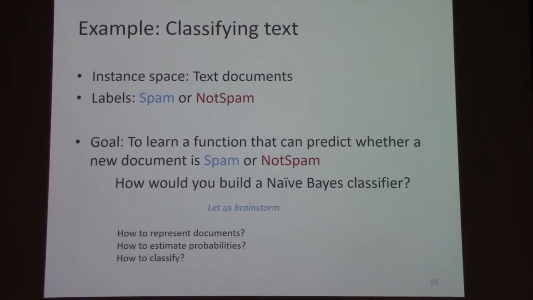You don't take the English dictionary. You take the entire email, you break it down into words, and you have indicators for every word. Is the word "the" in the email? So if I want to represent this as a feature, you have an indicator for the word "instance." Is the word "instance" present in the email? Is the word "space" present in the email, in the document? Is the word "text" present in the document? Is the word "document" present in the document?